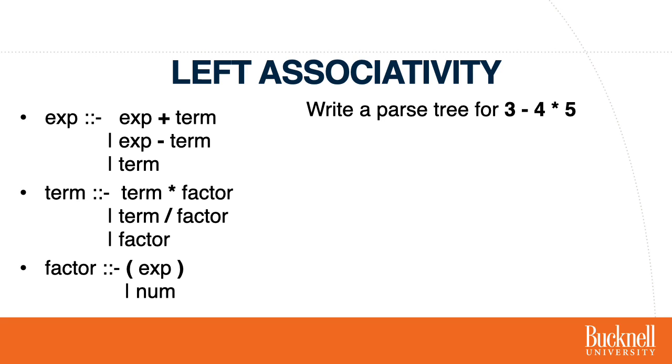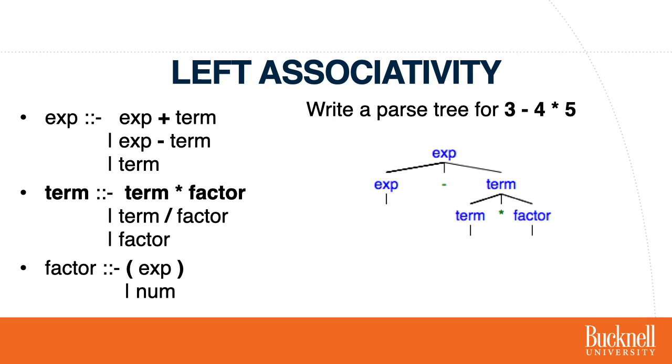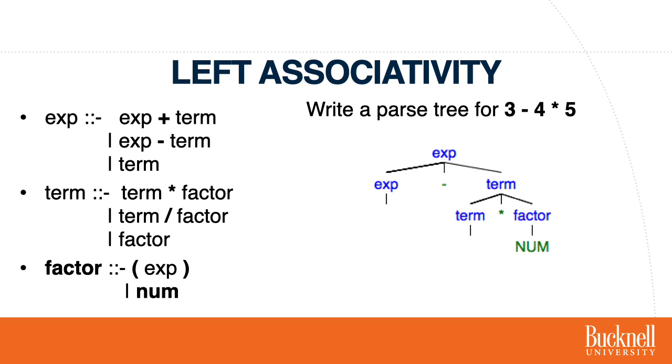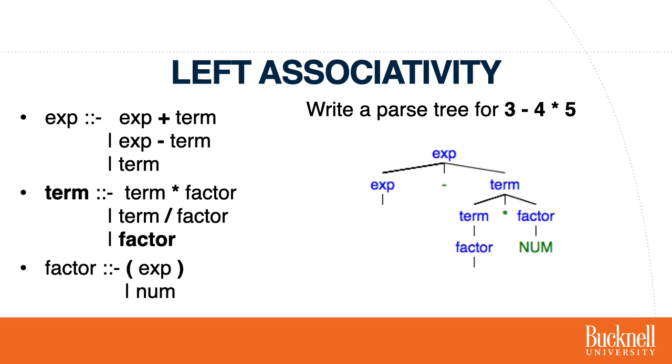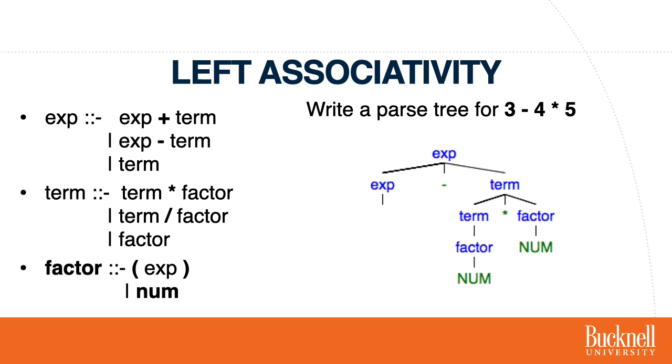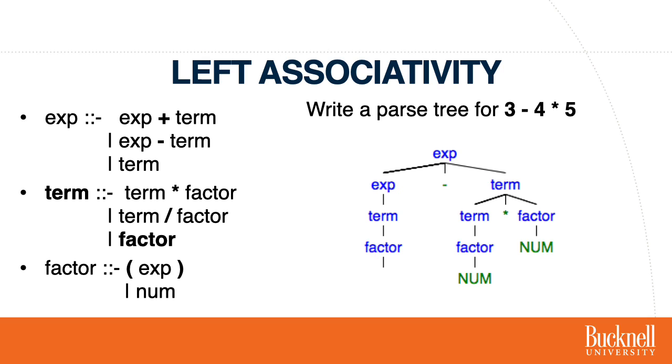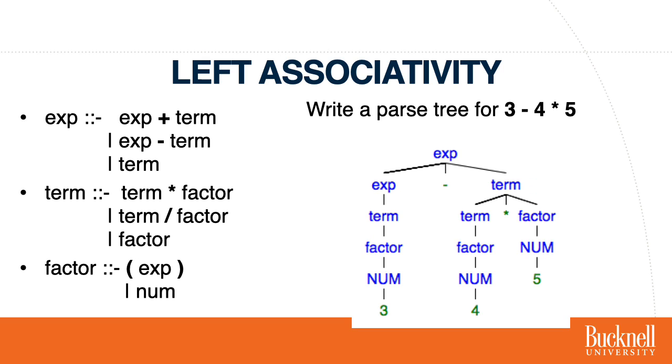Let's write a parse tree for 3 minus 4 times 5. We start with expression. The expression has to be replaced with expression minus term in order to get a minus sign in. We can then replace the term with term times factor to get the multiplication symbol. At this point, we have the parse tree for the minus and the multiplication, and we just need to replace the expression, term, and factor with numbers. We replace factor with number. Term needs to first be turned into factor before it can be a number. An expression needs to be converted to a term and then a factor before it can be a number.